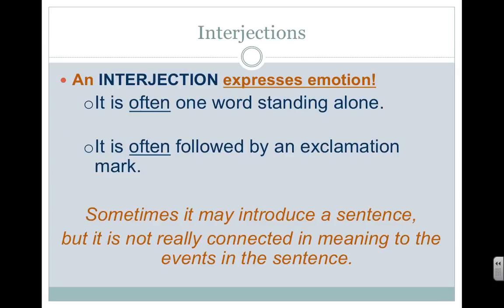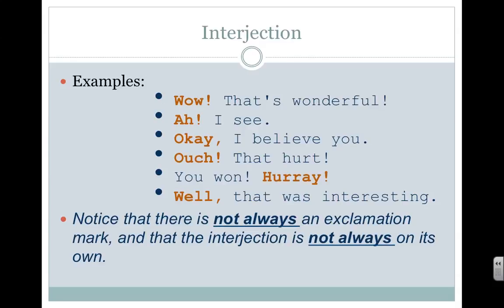Moving on now to our penultimate part of speech, we're going to work with interjections. An interjection is a word that expresses emotion. It is often standing alone. It's also often followed by an exclamation mark, but not always. It's often going to be introducing the sentence, but it doesn't really connect in meaning to the sentence. So here are some examples. Wow, that's wonderful. Wow being the interjection. Notice how it's adding emotion to the sentence. Ah, I see. Ah, additionally, is adding in emotion.